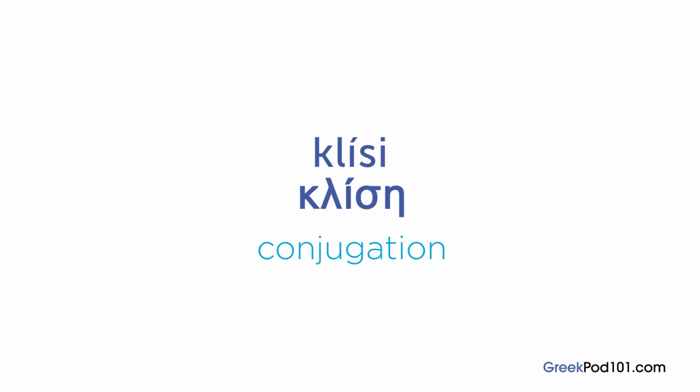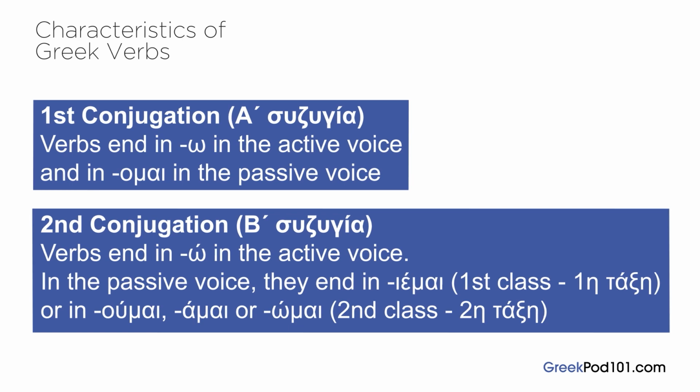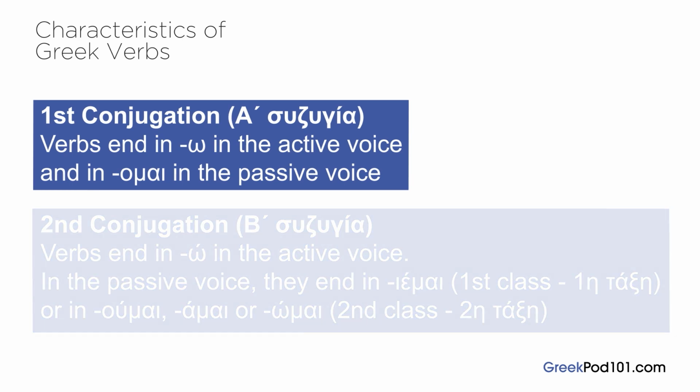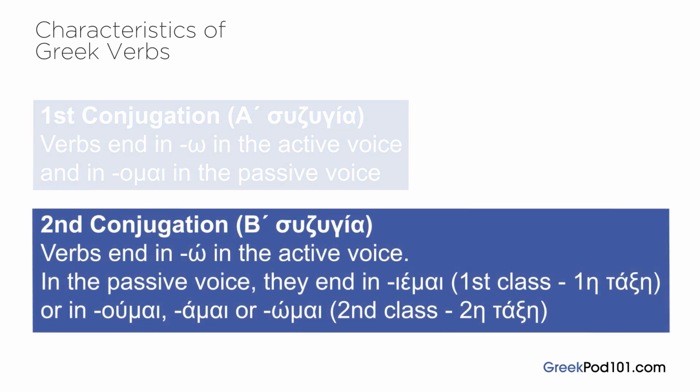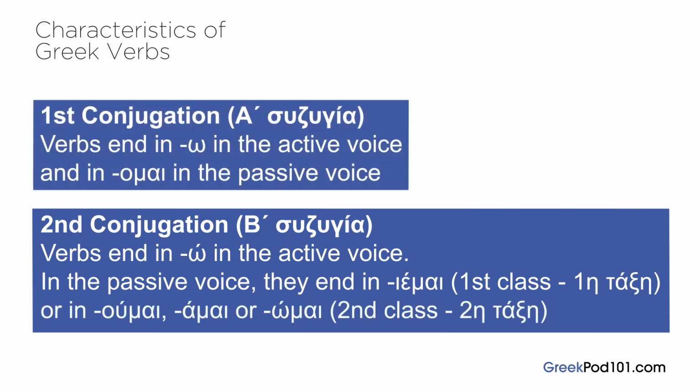Again, the word conjugation in Greek is called klisi. Greek verbs are divided into two main conjugation groups depending on their main ending. There's conjugation A and conjugation B. Furthermore, conjugation B has two subgroups, first and second class. The conjugation group is one of the characteristics of a verb.